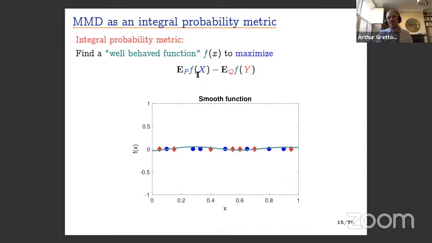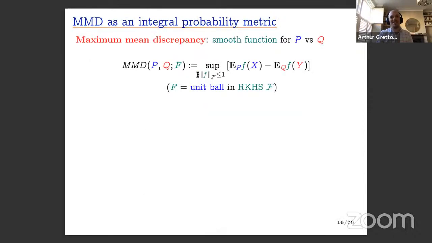Okay, so what is my well-behaved function? Well, remember the notion from yesterday that RKHSs give us spaces of smooth functions. And so indeed, we're going to use the unit ball in a reproducing kernel Hilbert space as our class of well-behaved functions. And this tells me why I've called this the maximum mean discrepancy. I'm finding a function that maximizes the discrepancy in the means. So a function in a unit ball that pulls apart these means as far as possible.